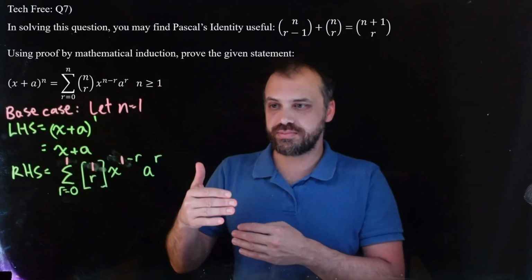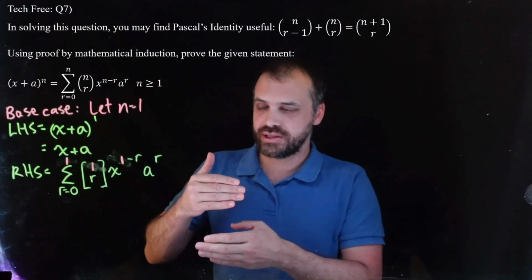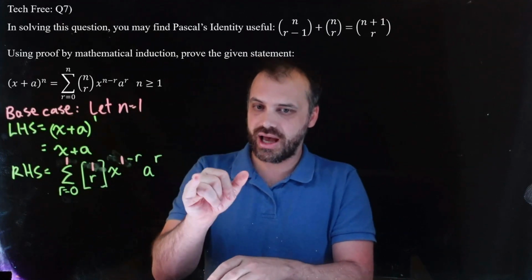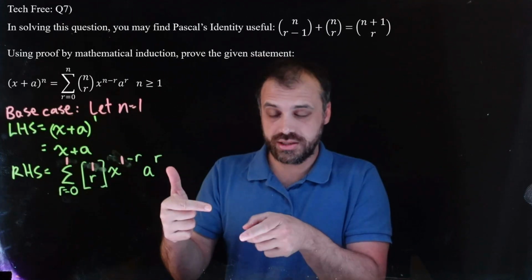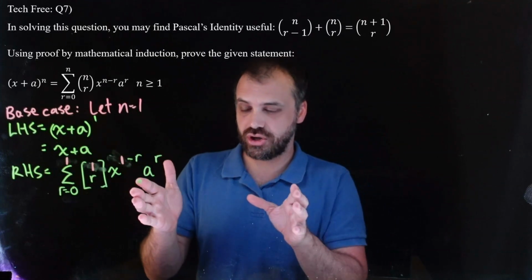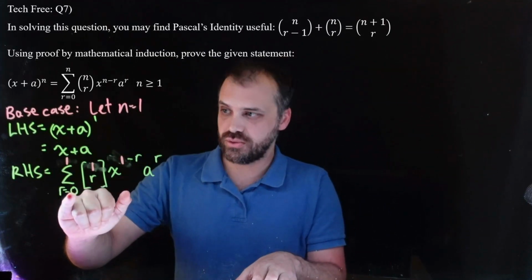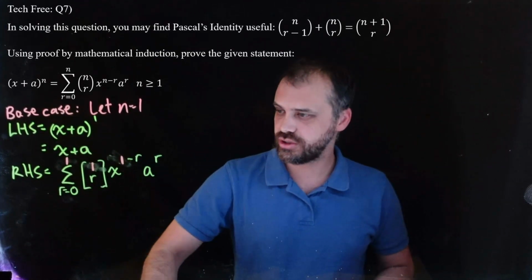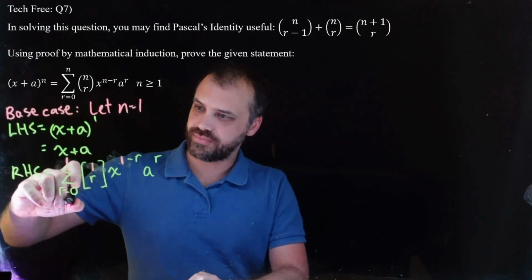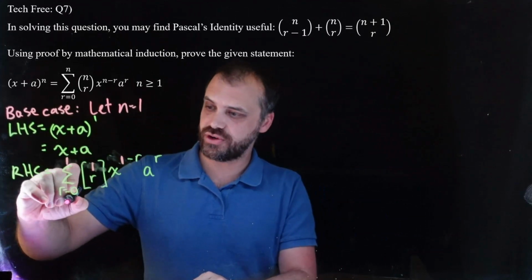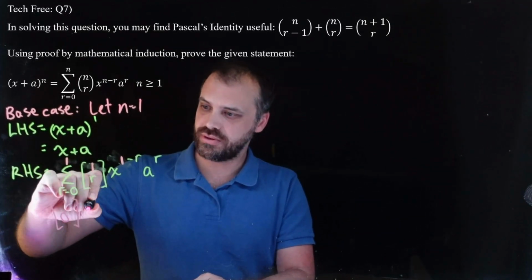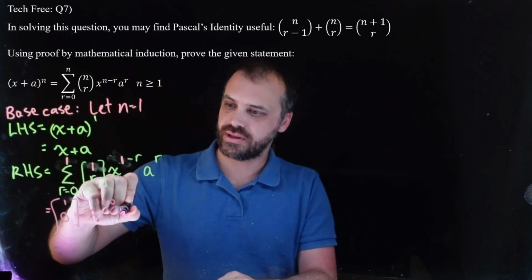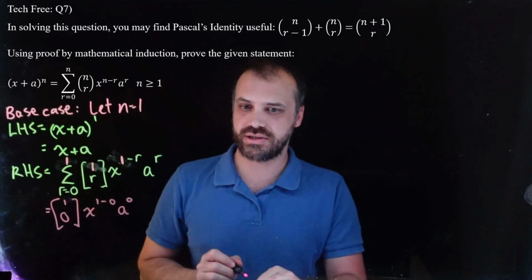So in this base case, we're going to sub in r equals 0 into this equation, and then we're going to add r equals 1 into this equation, and then we're going to stop because we've done 0, we've done 1, and that means we've got to this top part here. So, writing all of that out, we're going to sub in r equals 0 first, so 1 choose 0, x to the 1 minus 0, a to the 0.